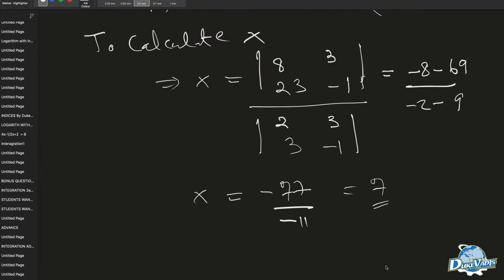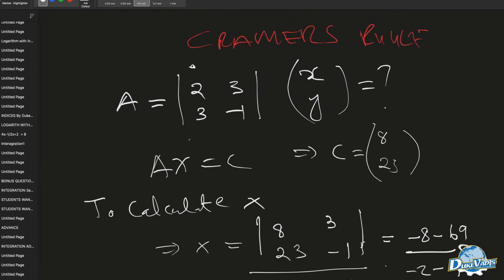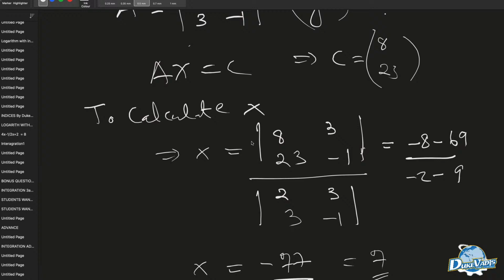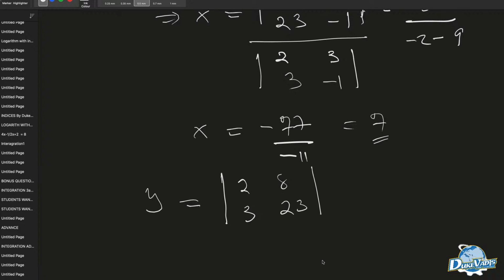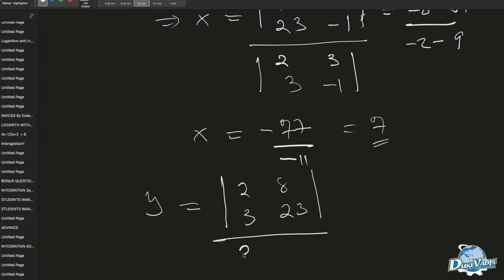So how do you find y? This is why students prefer this one. For y, I maintain the 2, 3 and put this C value in place of the 3, -1 column for y. So y will be equal to the determinant of 2, 8, 3, 23 all over 2, 3, 3, -1.